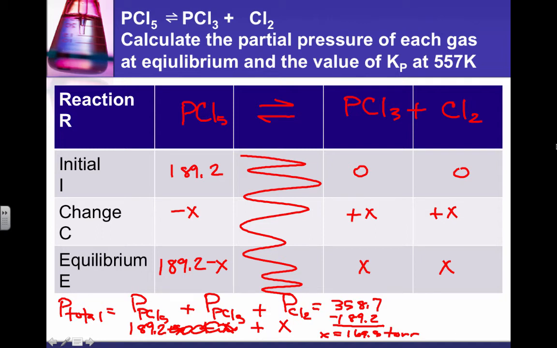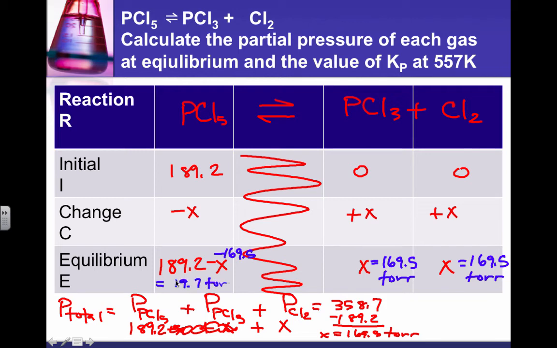Well, that wasn't so bad, but now what do we do with X? Well, I know that X is equal to the pressure of phosphorus trichloride. So I know the partial pressure of this one, 169.5 torr. I also know the partial pressure of chlorine because they're equimolar. So 169.5 torr of this one as well. And on the other side, if X is 169.5, then I subtract 169.5 from 189.2 to get a partial pressure for phosphorus pentachloride of 19.7 torr.